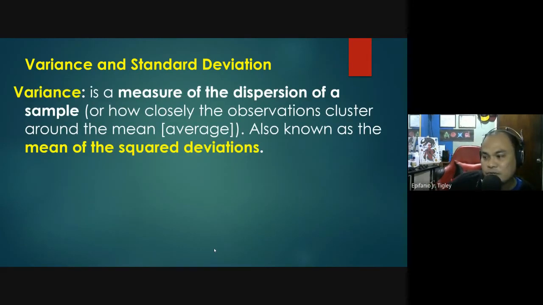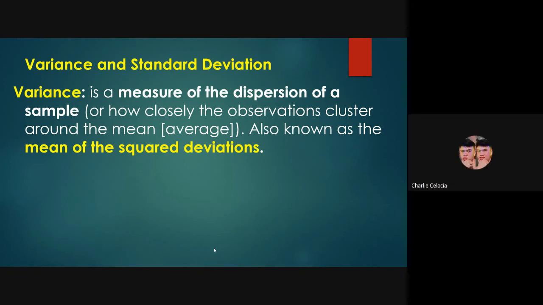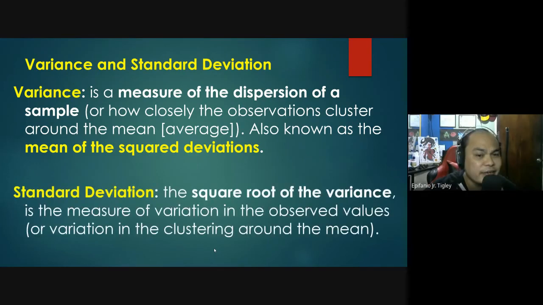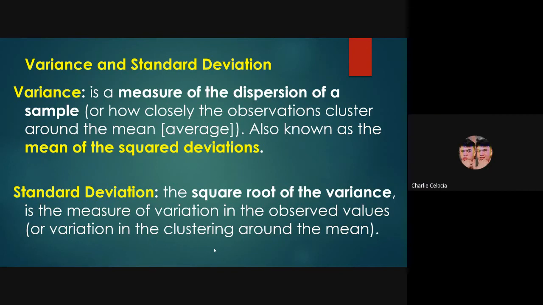Can I have someone to read the definition of a variance? Anybody from English 2C? Variance is a measure of the dispersion of a sample, or how closely the observations cluster around the mean or average, also known as the mean of the square deviations. Standard deviation is the square root of the variance, is the measure of variation in the observed values, or variation in the clustering around the mean.